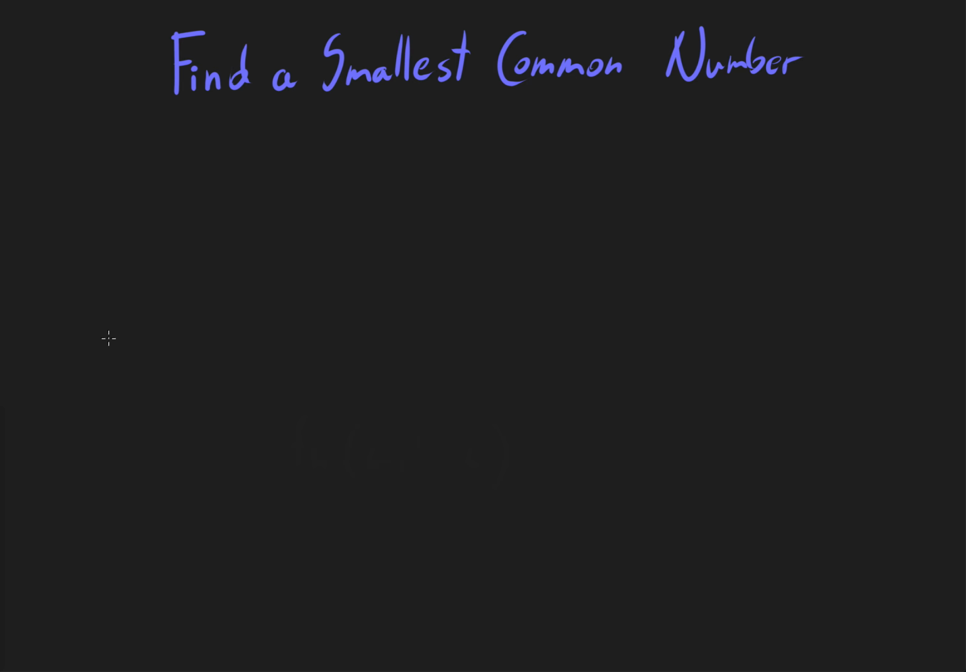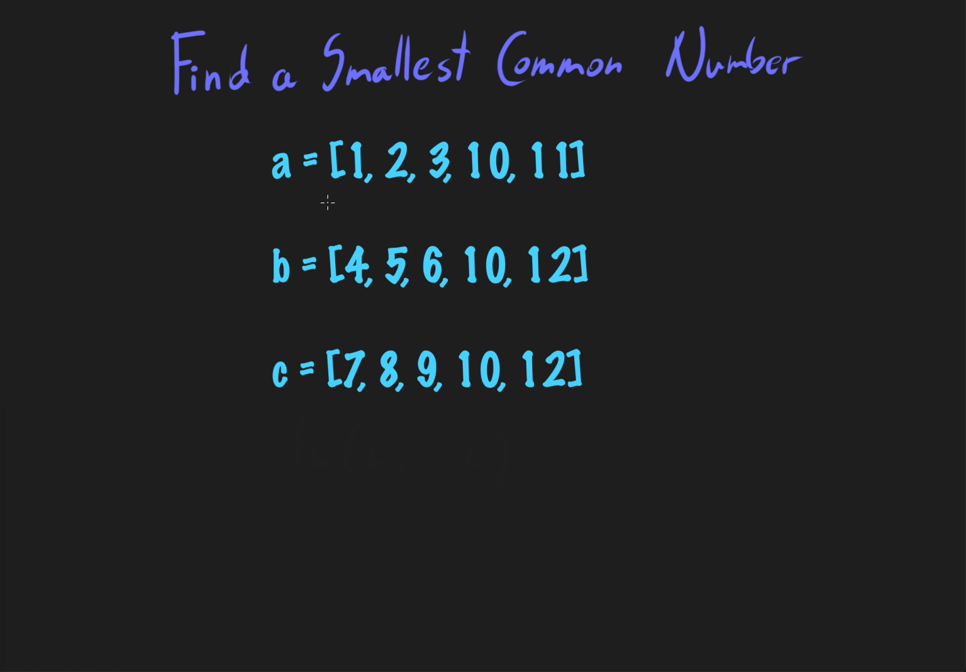For this exercise, we're going to do a coding challenge called Find the Smallest Common Number. What we're given is 3 arrays. The property of all these 3 arrays is that we have only positive integers inside the array, and all the numbers are sorted. So this is common amongst all 3 arrays.